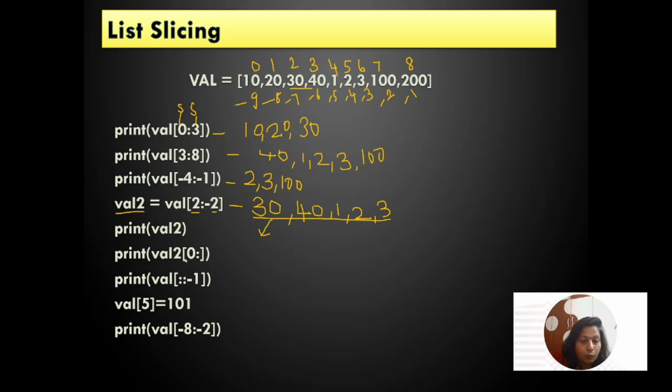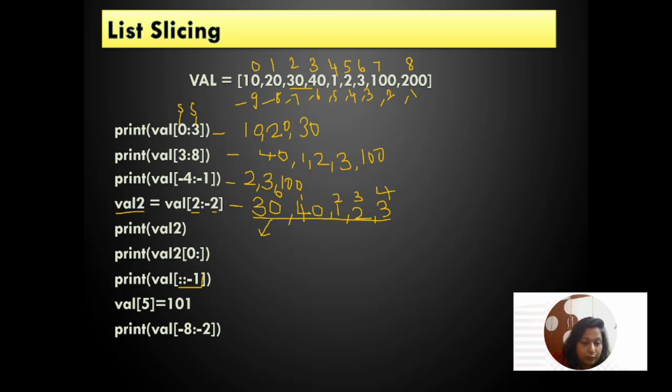Next, val2 of 0 colon. What is the 0 here? Again, you are numbering here: 0, 1, 2, 3, 4. So 0 means it is going to give the same values 30, 40, 1, 2, 3, because you are not giving any stop value here. So it will consider till the end of the list. Clear now?